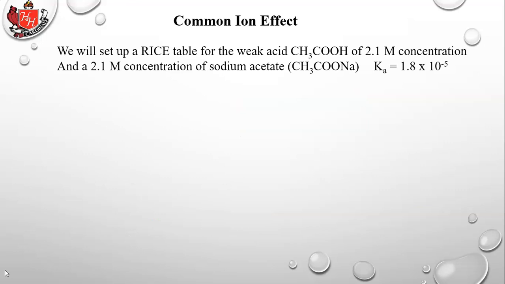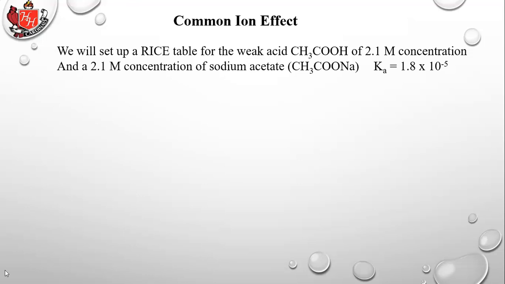So we're going to set up a RICE table. We're going to do a common ion effect reaction, the same reaction we did in the previous lesson, where we dissociate acetic acid into acetate ions. We'll set up a RICE table for the weak acid, acetic acid, of 2.1 molar concentration, and we're also going to have a 2.1 molar concentration of sodium acetate.